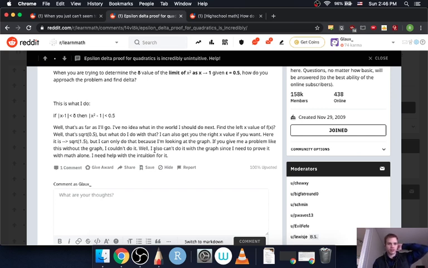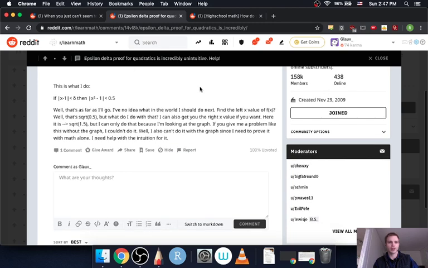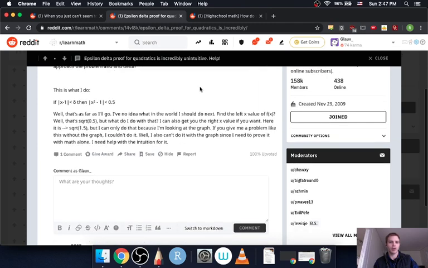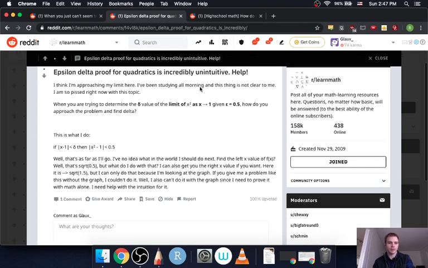When you're trying to determine the delta value of the limit of x squared as x approaches 1 given epsilon equals 0.5, how do you approach the problem and find delta? This is what I do. Okay, good start. All right, let's go. Let's do this.